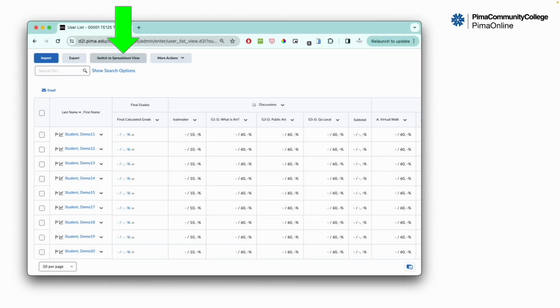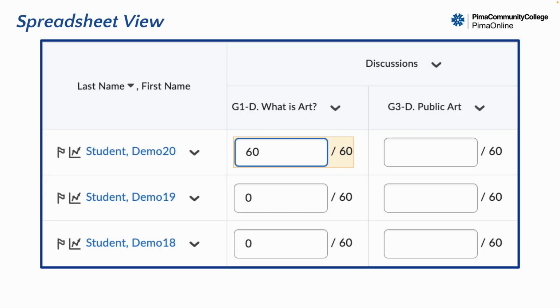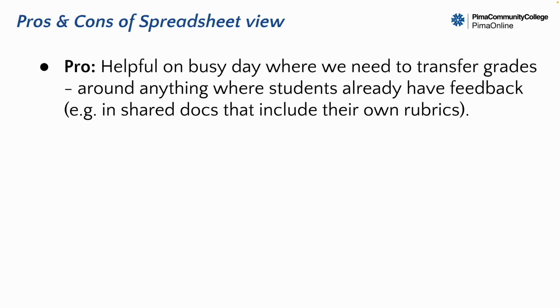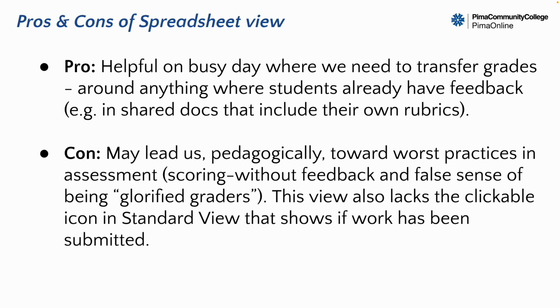When you click on Spreadsheet view, it turns into something like this, where you can directly enter in the score. You can't see what they've submitted. There's no little icon that shows that, but you can enter in the score. There's pros and cons to this. So imagine you're super busy and you need to transfer grades around something where students already have gotten feedback. And it's maybe in a shared document that includes interactive discussions or even a rubric. They've already gotten their feedback, so you don't need to add feedback. You just want to get the score in. Super useful for that use case.